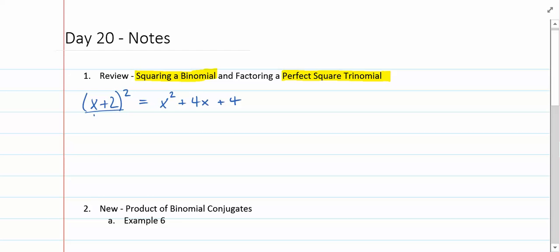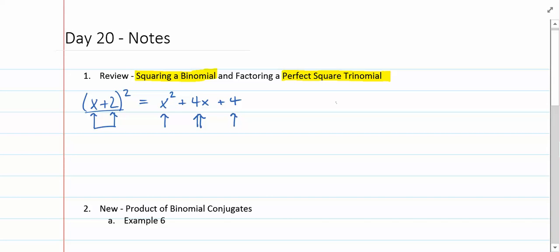And the reason for that is we square the first term and square the last term to get the first and last term of our trinomial. And this middle term came from 2 times the product of the first and second term of our original binomial. So this is a shortcut that we've practiced, and you should recognize at this point, if we're asked to square a binomial, we end up with a perfect square trinomial of this form.